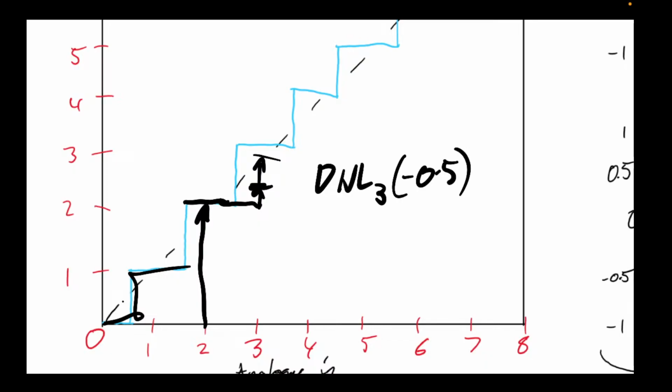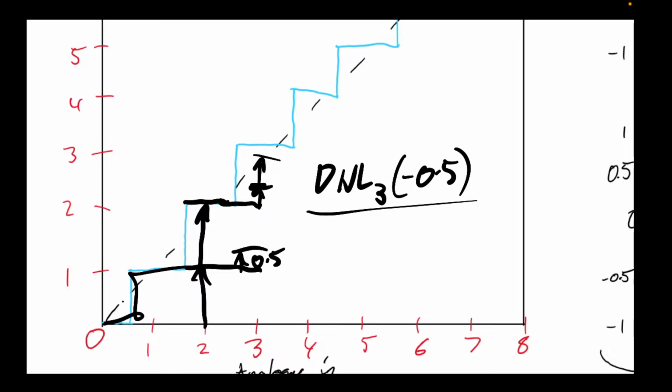So let's say 2 for some reason only gave us 1. So for 2 only gave us 1, and then we got to 3 at some point, and we only went up still by a half. Then we still get the exact same differential nonlinear error of minus 0.5. Okay? Differential, it's just comparative to the last point.